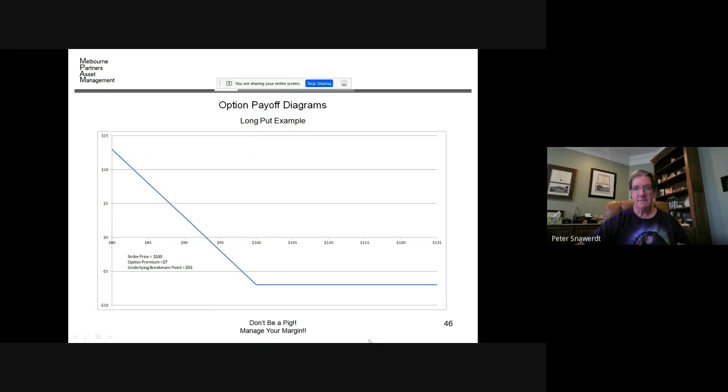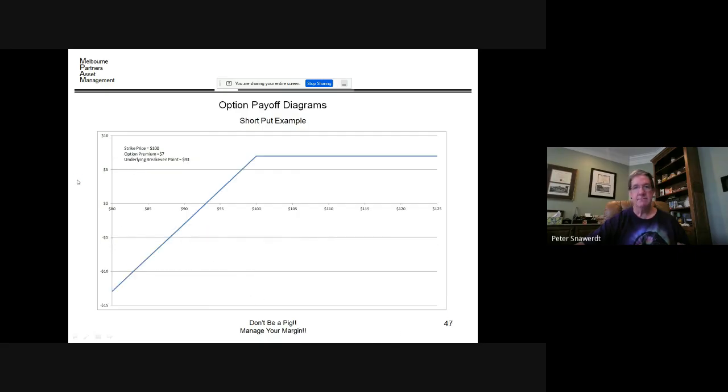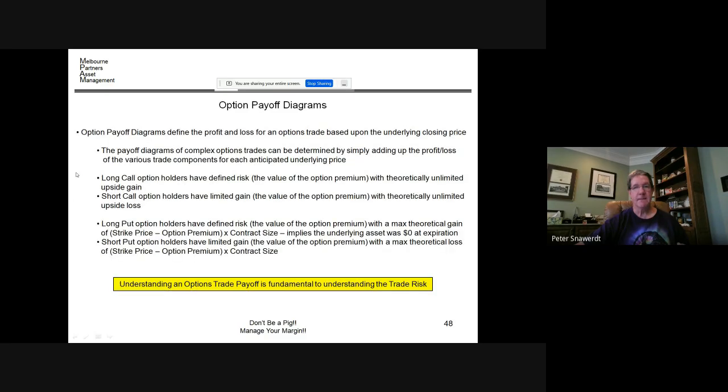Long puts, just in inverse. Short puts, in inverse. Payoff diagrams are basically just what happens at expiration, and they tell you how much money you're going to make and everything else like that. It is important that you understand how these work.